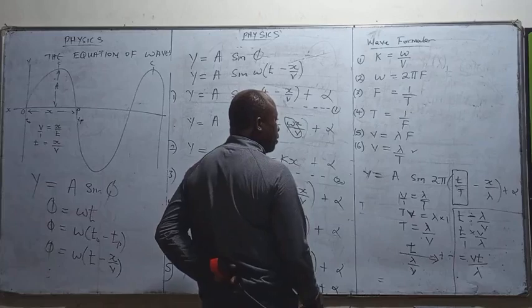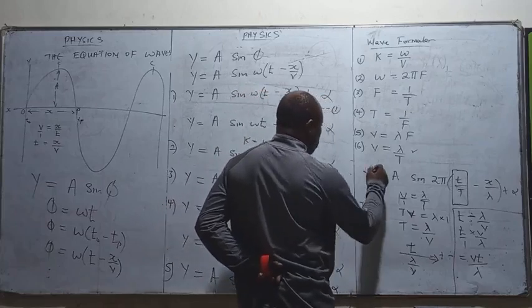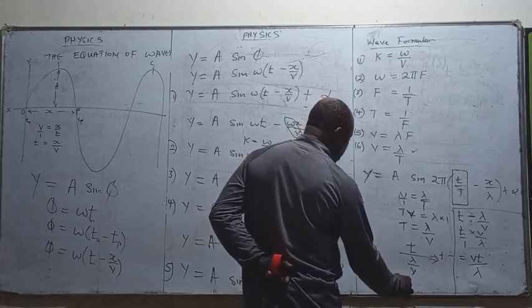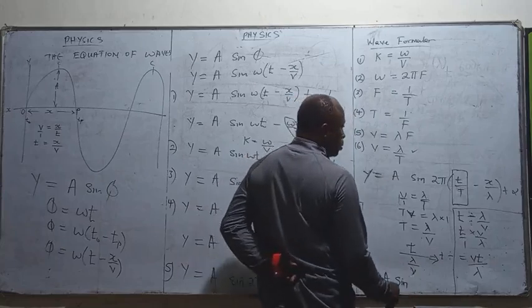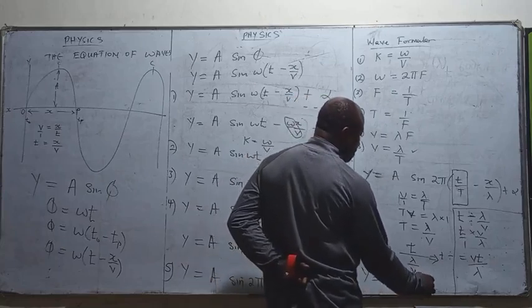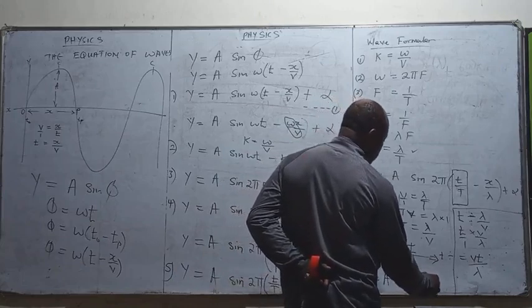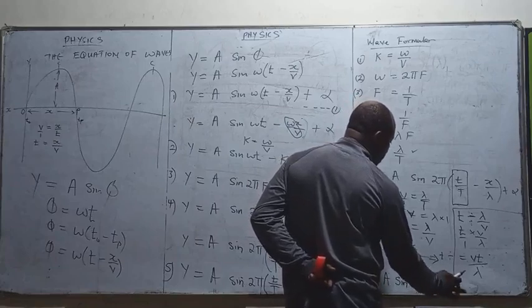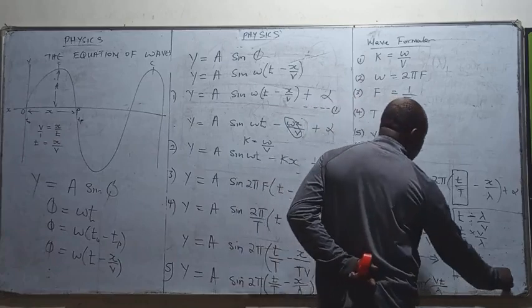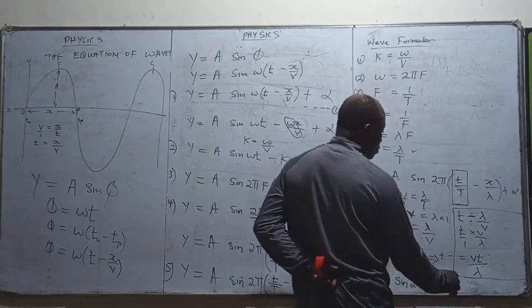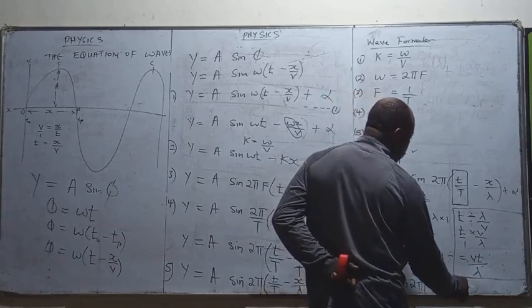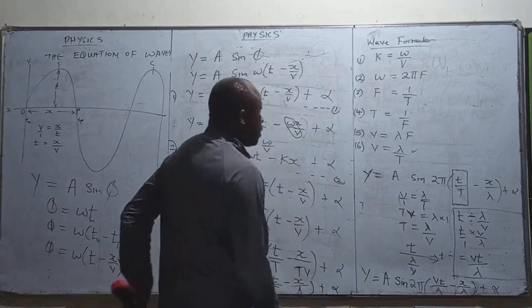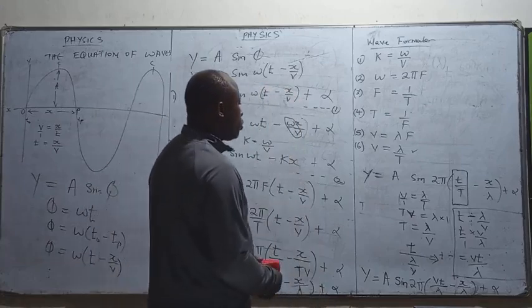So our equation will now read y equal to A sine 2 pi bracket vt over lambda minus x over lambda plus alpha. Plus alpha. So we're not done yet.